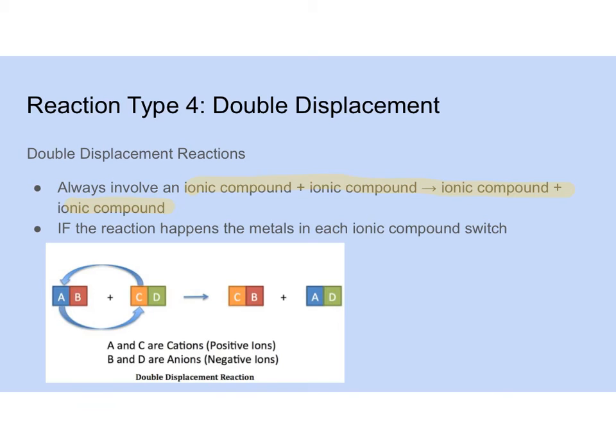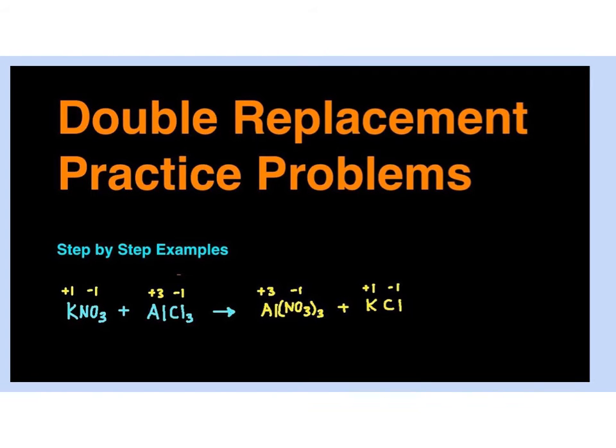Okay? And all that's really going to happen here is the metals are going to switch. So you just basically switch the metals, and then you have to reform them using the crisscross rule. Okay, it's a double displacement. Instead of just one thing switching, now you're going to have 2 things switch. Let's take a look at some examples.